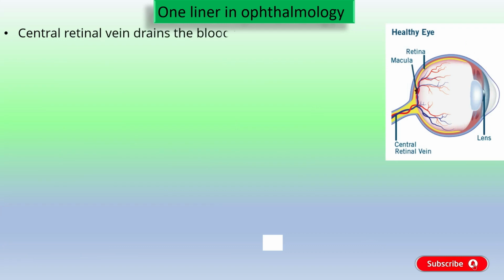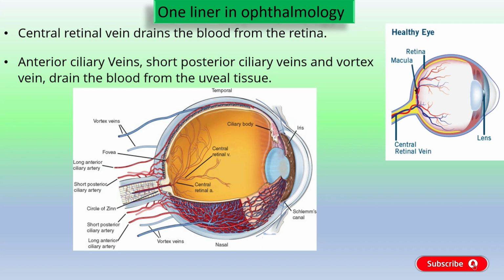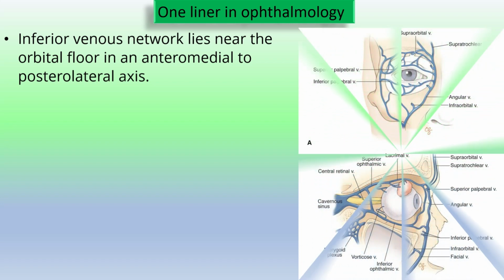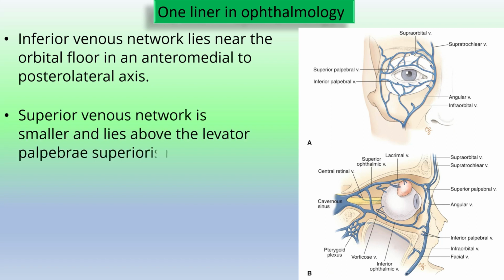Central retinal vein drains the blood from the retina. Anterior ciliary veins, short posterior ciliary veins, and vortex veins drain the blood from the uveal tissue. Inferior venous network lies near the orbital floor in an anteromedial to posterolateral axis. Superior venous network is smaller and lies above the levator palpebrae superioris muscle.